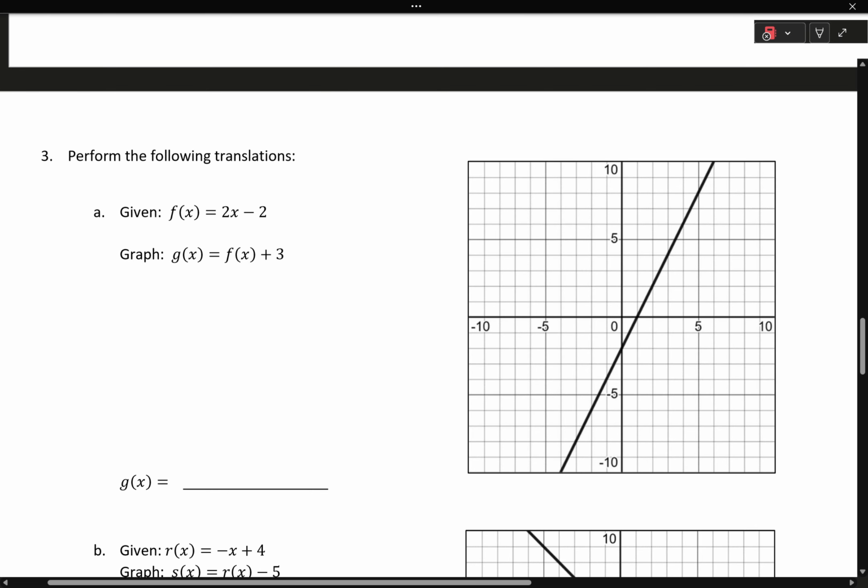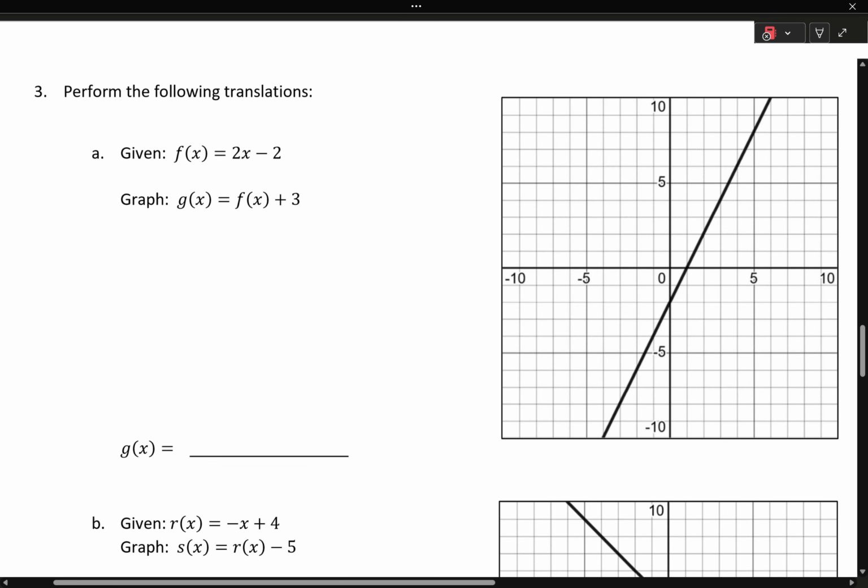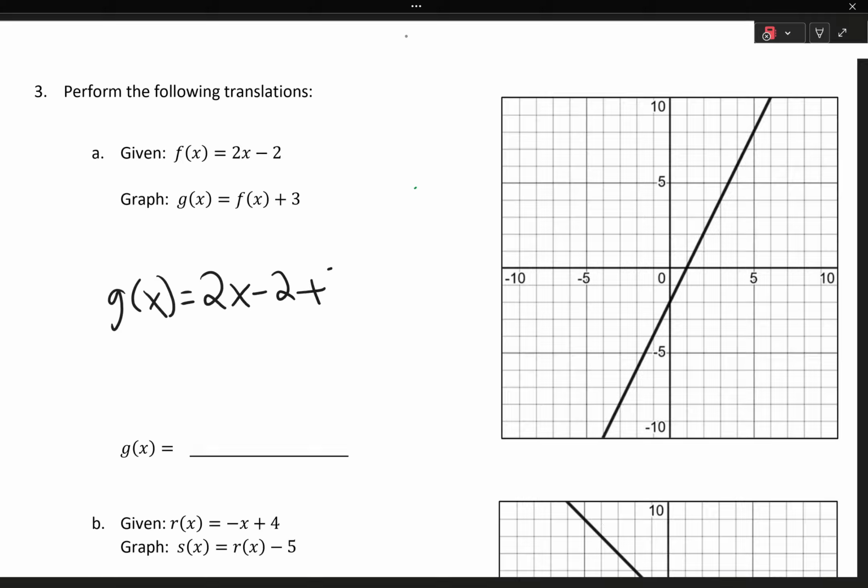Okay, I have already graphed the original graph, so f of x is there already. We don't need to graph it. What we need to find is g of x. So if g of x is f of x plus 3, well, let's figure it out. g of x is going to be 2x minus 2 plus 3. Right?